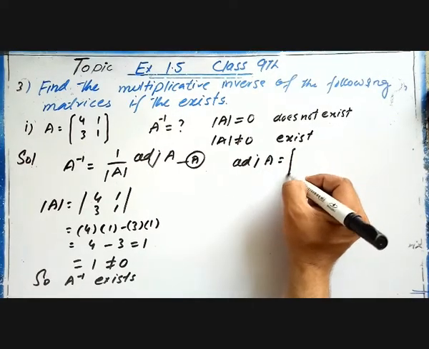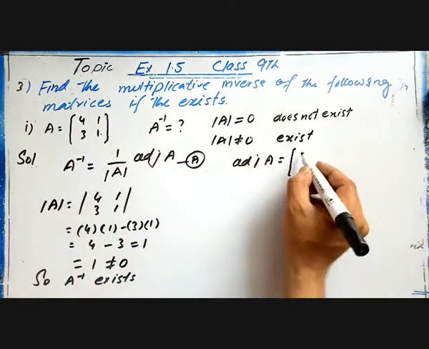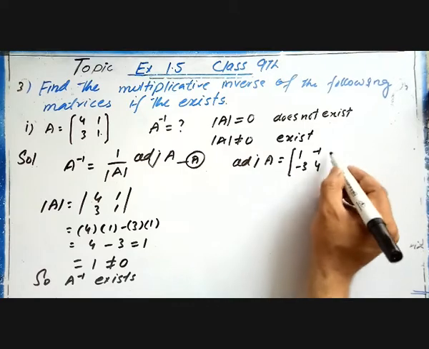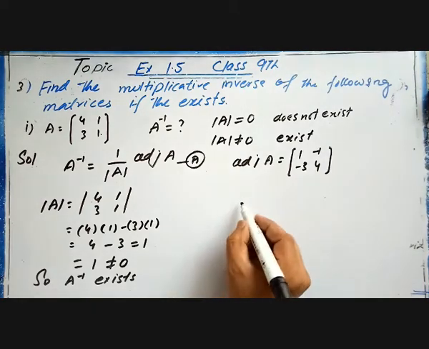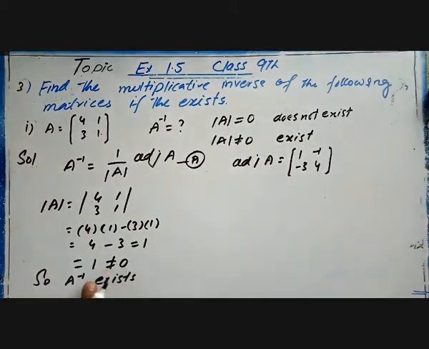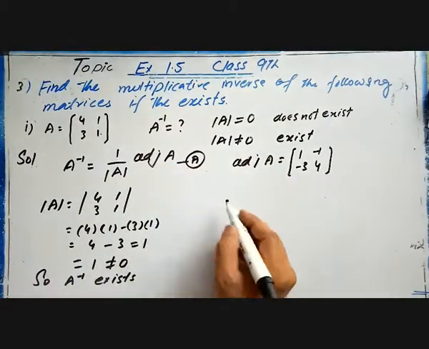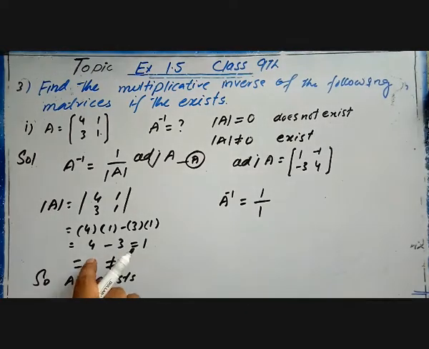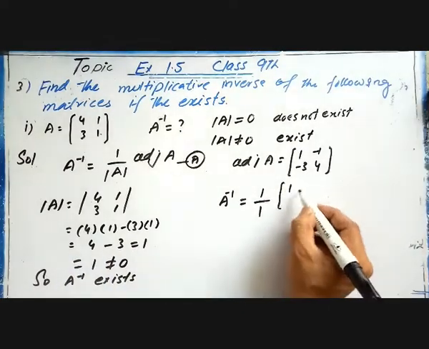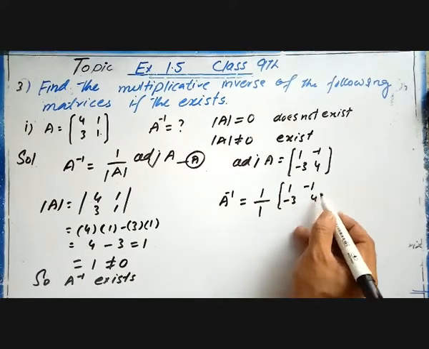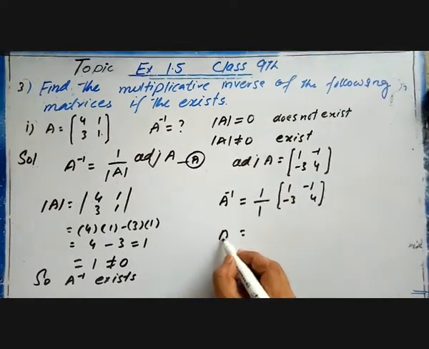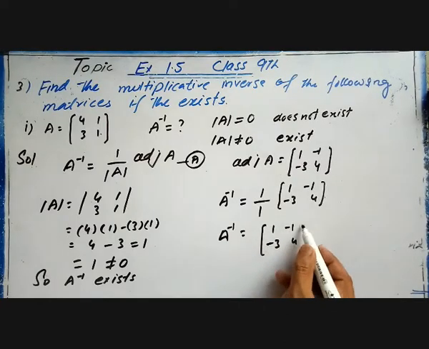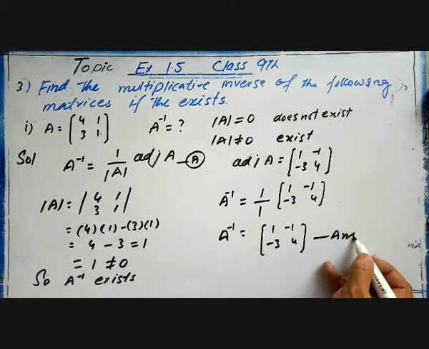Adjoint of A will be equal to: interchange these two, 1 and 4 will come, and change the sign of these, -1 and -3. Okay, now put these two values, 1 and this one, in equation A, so we get A inverse equal to 1/1 times the determinant. We have 1 as the determinant and the adjoint is 1 -1 -3 and 4. So multiplying, A inverse will be 1 -1 -3 and 4. This will be the answer.